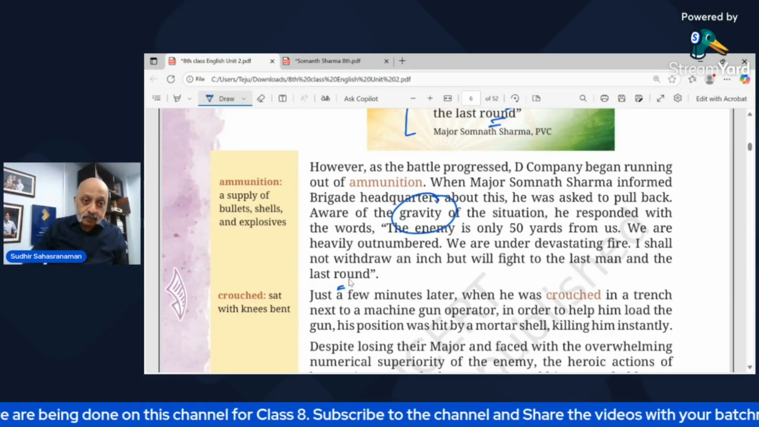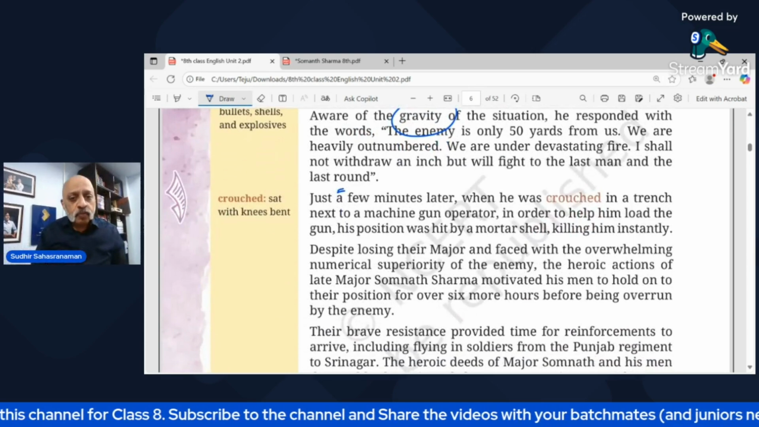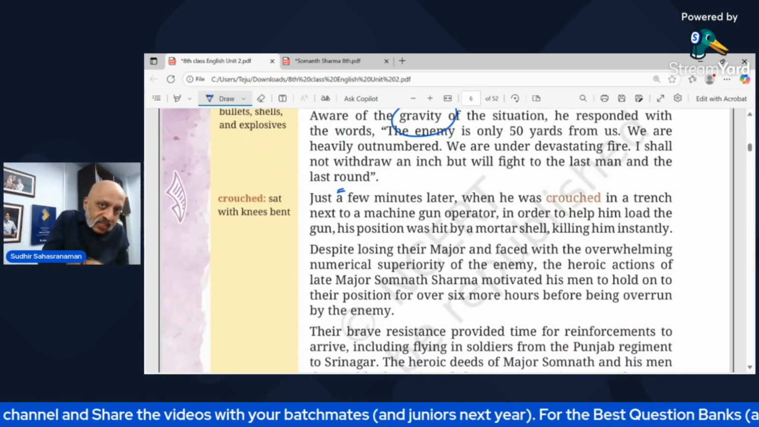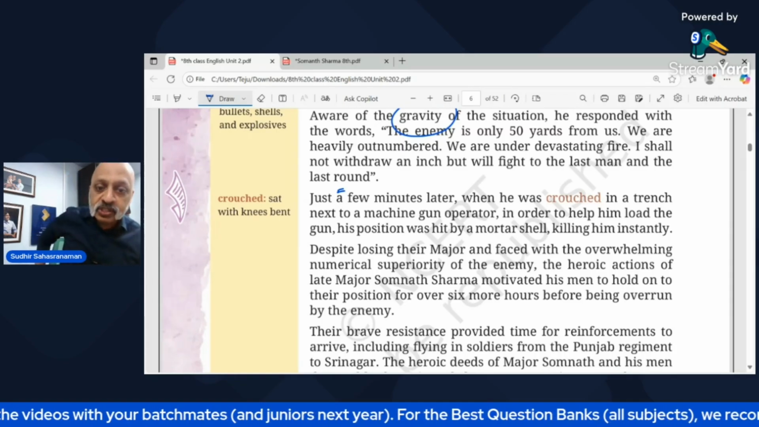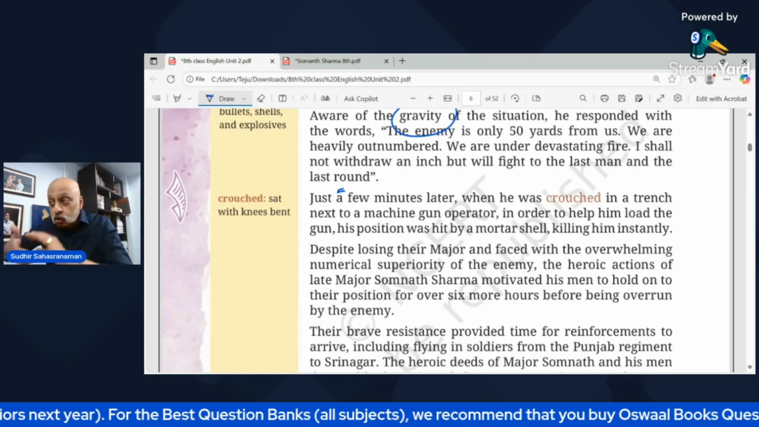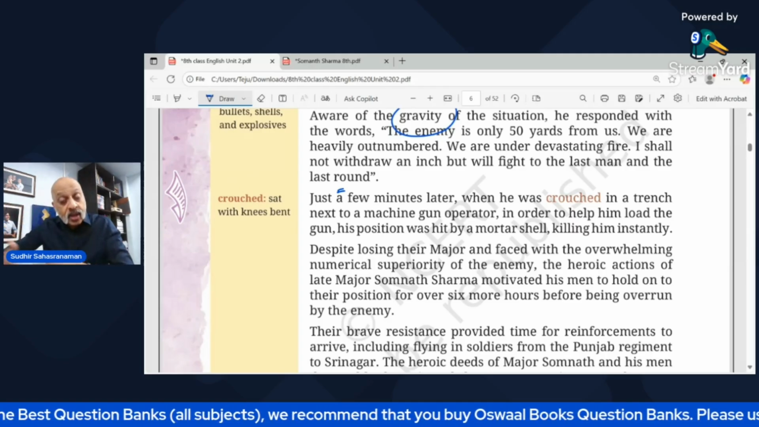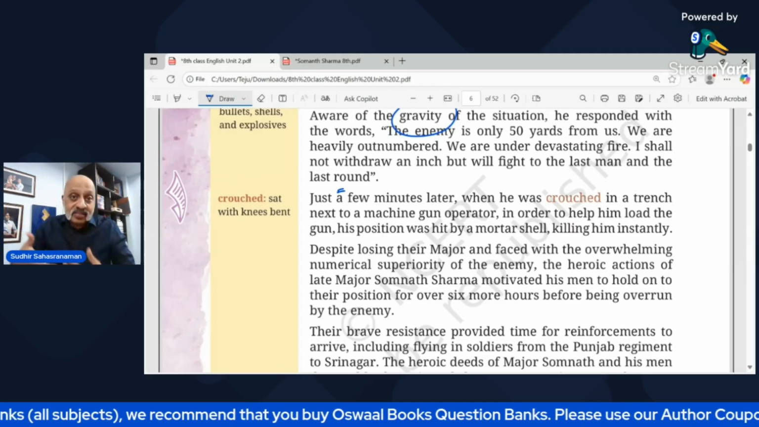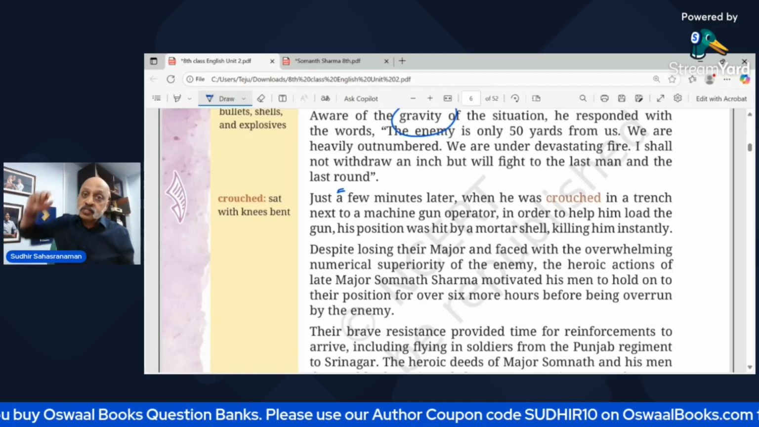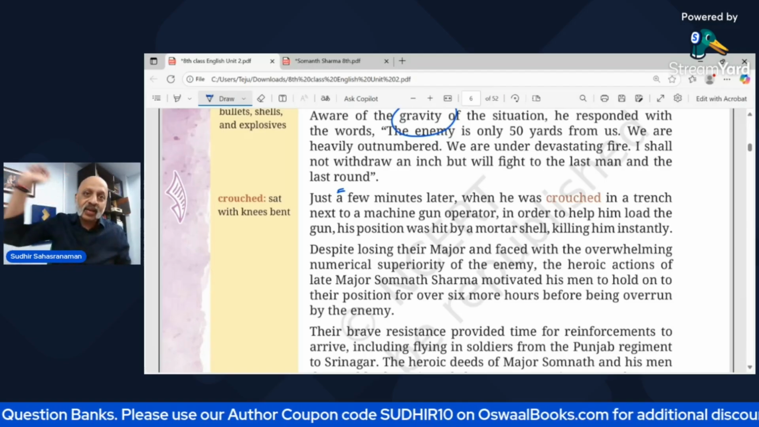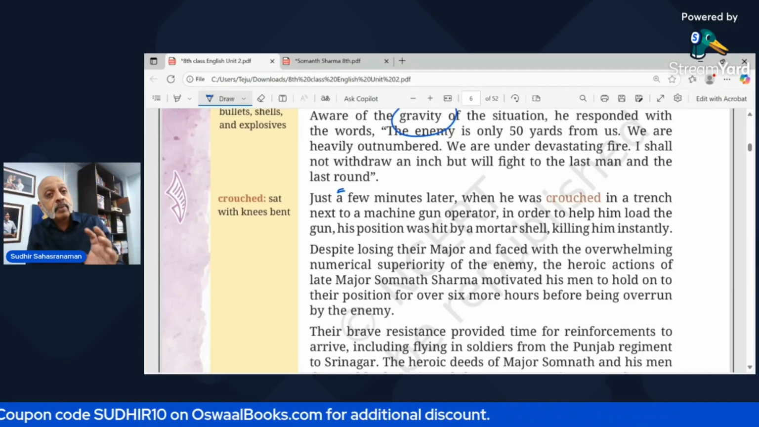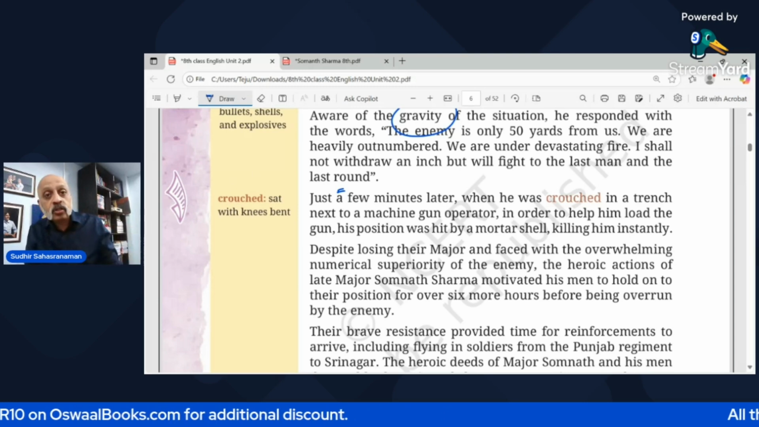Okay. Just a few minutes later, when he was crouched, means he was sitting in a trench with his knees bent next to a machine gun operator in order to help him load his gun. So he was doing all the helping to his soldiers who were junior to him, even though he was the leader. But since his left arm was not okay, he was helping all his soldiers. His position was hit by a mortar shell. It's almost like a bomb kind of grenade being thrown, and that killed Major Sharma instantly on the spot.